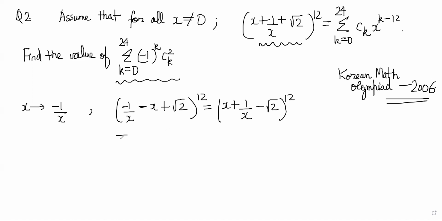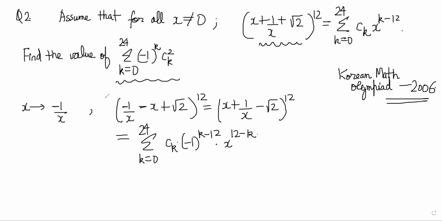And that should be obviously equal to summation k goes from 0 to 24. Since x is going to minus 1 by x, you can say c_k (minus 1) power (k minus 12), and x was going to minus 1 by x, so it is x power minus 1, so it will be x power (12 minus k).